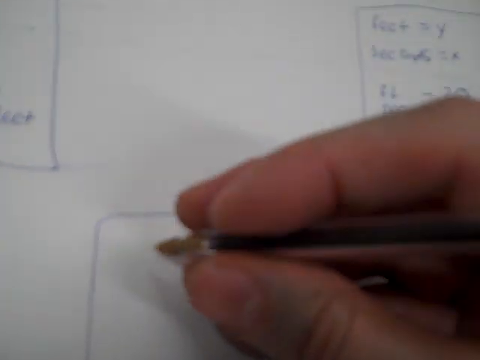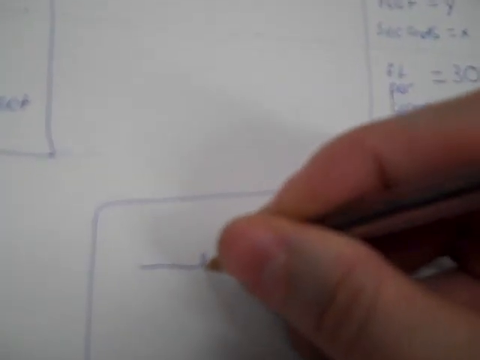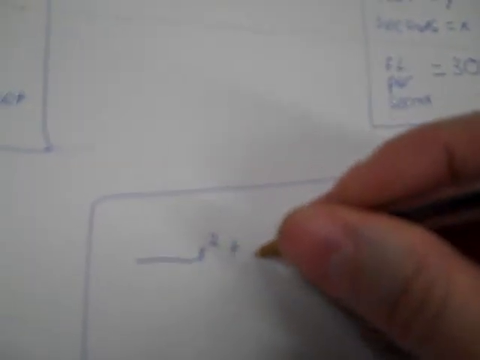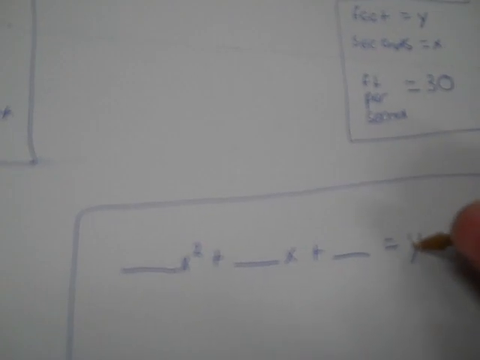But it didn't start from 0 feet. It was hit at 4 feet, so it's going to be 4 feet. So we need a big box to work with parabolas. So blank x to the second plus blank x plus blank equals y.